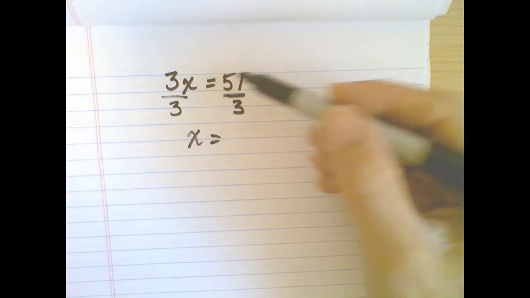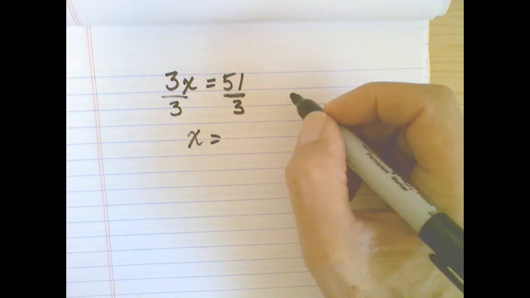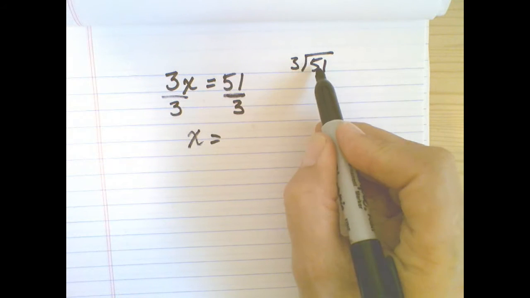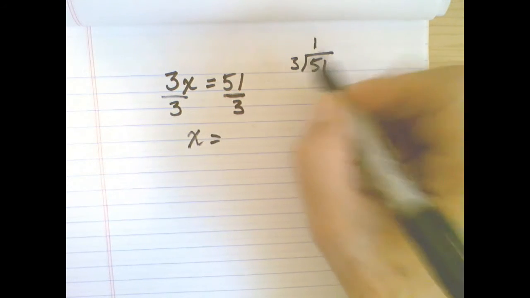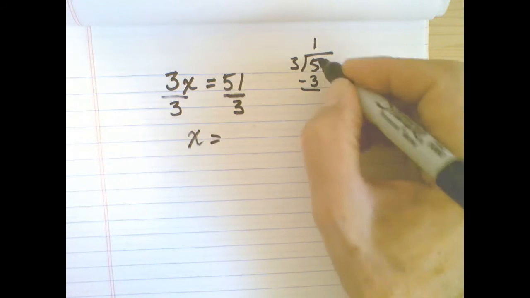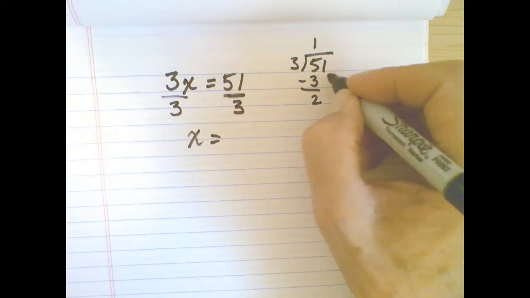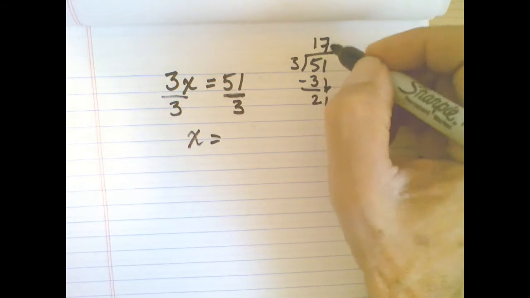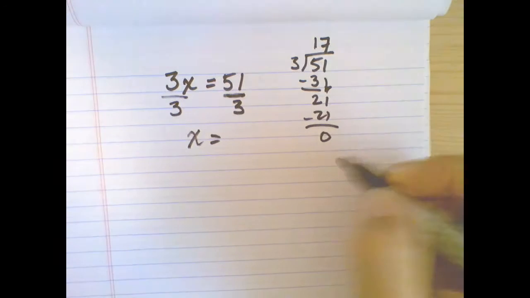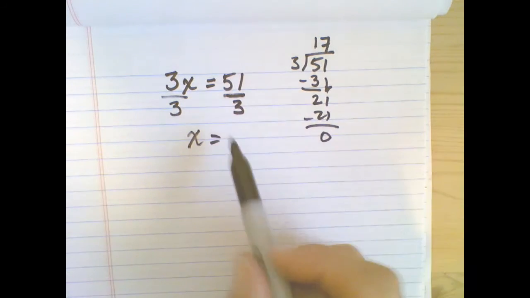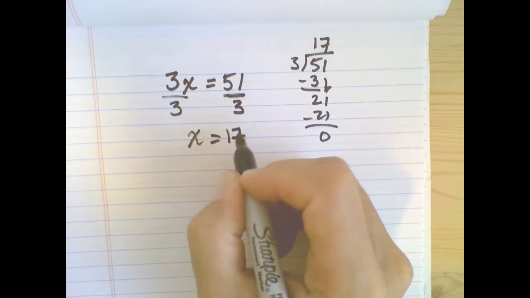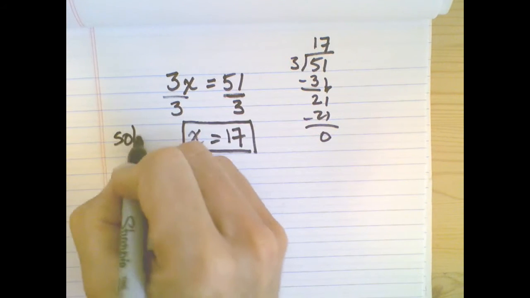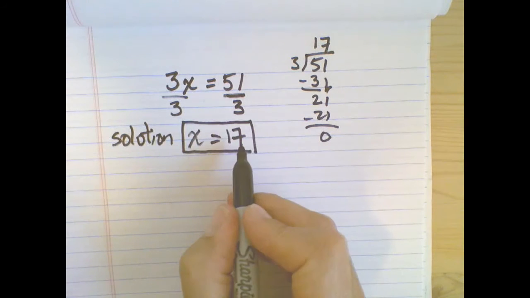On the right side, I have 51 divided by 3. I will come over to the side here and remind myself quickly. How many times does 3 go into 5? Well, it goes in once. 1 times 3 is 3. If I subtract 3 from 5, I have 2, and I bring down my 1. How many 3's go into 21? Well, 7 do. 7 times 3 is 21. Equals 0. I'm at the end here. So 51 divided by 3 is 17. The variable is by itself. I have my solution. The question is, is my solution correct?